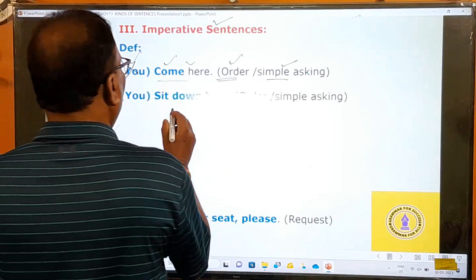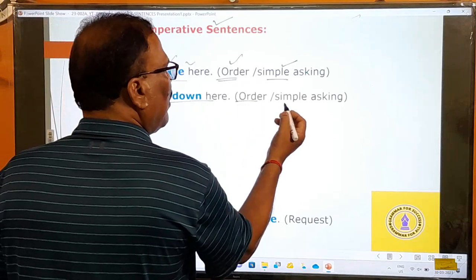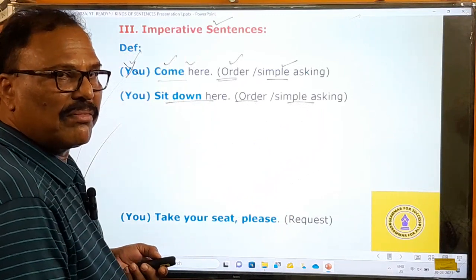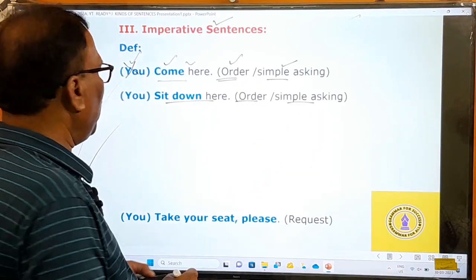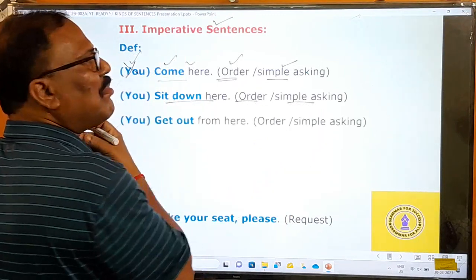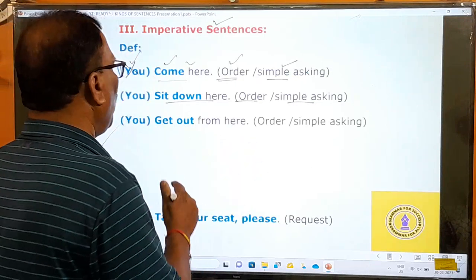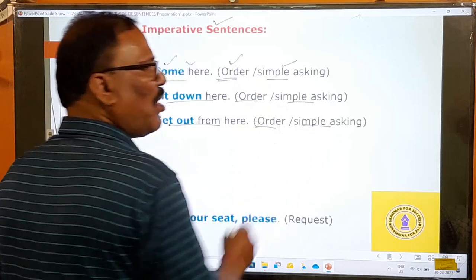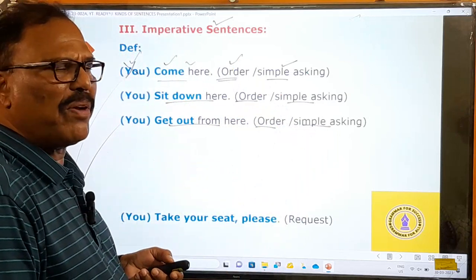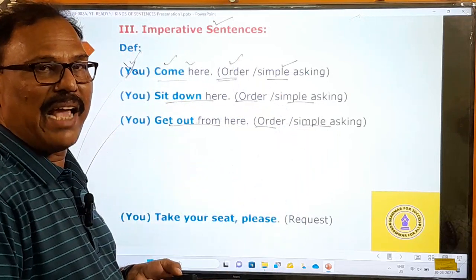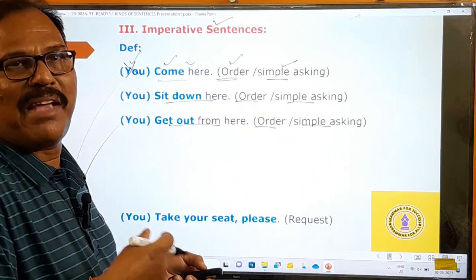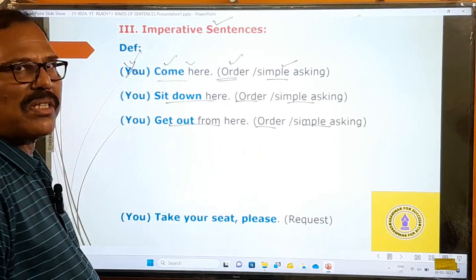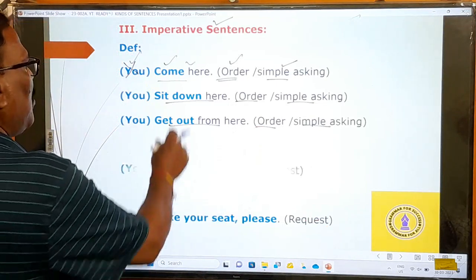And then comes sit down here. It can be an order or a simple asking. Sit down here. Modulation of the tone and voice is very important. Get out from here. It can be either an order or a simple asking. If you say it angrily, get out from here, then it becomes an order. Get out from here, simple asking. So these are all orders.